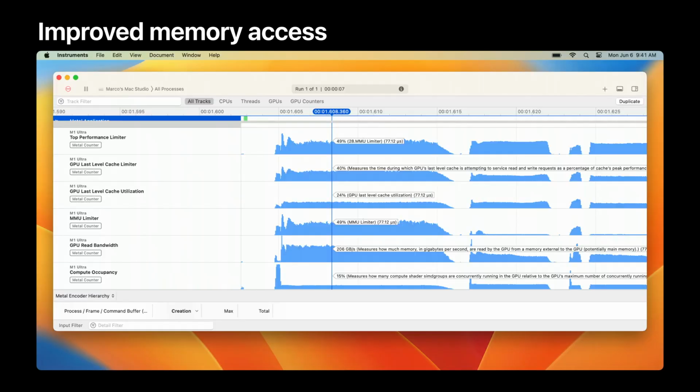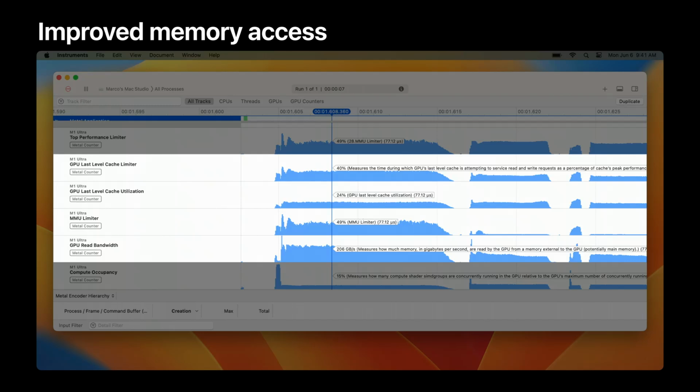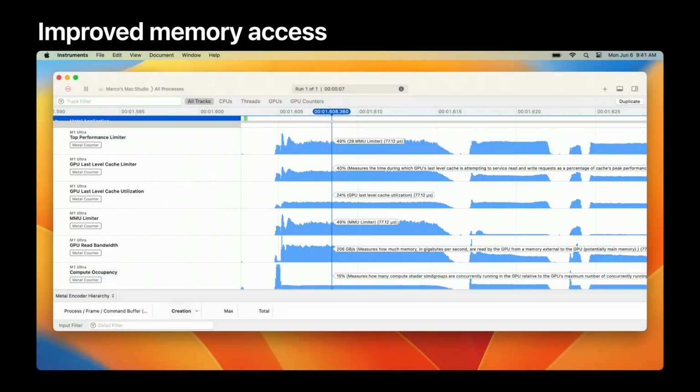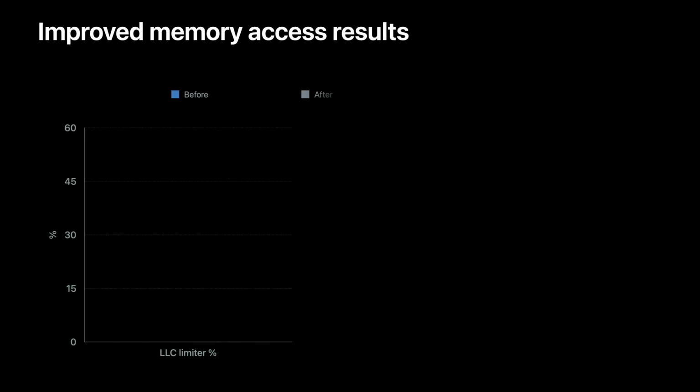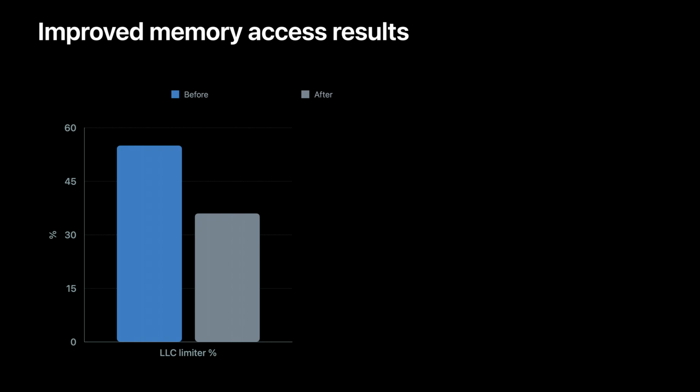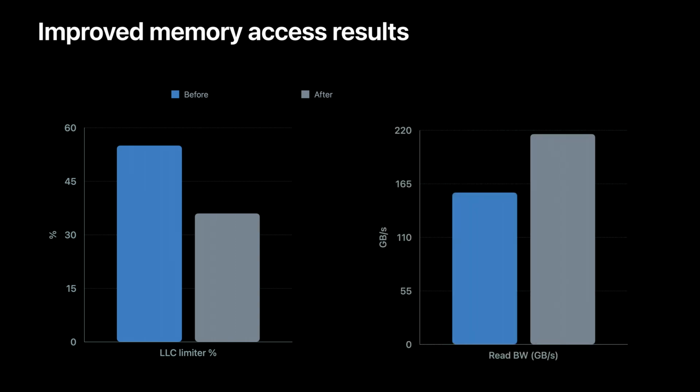Let's take another Metal System Trace and see if the workload improved. Here we see the limiters and utilization for the optimized version. The top performance limiter went down, as well as last level cache limiter. As a result, bandwidth and shader runtime substantially improved. Let's see how much. Top limiters and LLC limiter reduced by around 20%. That means data flow is more efficient. GPU read bandwidth increased significantly, allowing to push more data to the GPU cores.